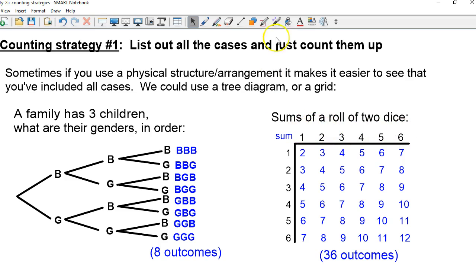We could list that here on the top as a listing of columns. And then for the rows, we could list out the possible values for the second die. So that could be 1, 2, 3, 4, 5, or 6. And then in blue here, we've got the sums.